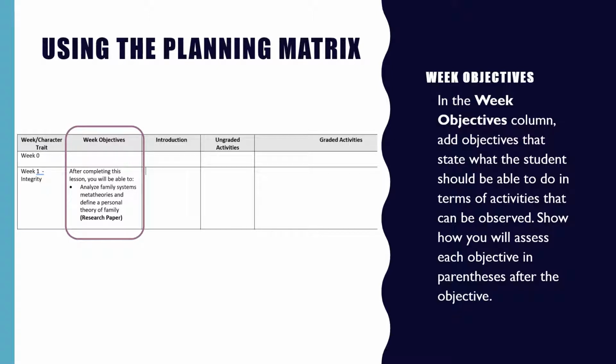In the week objectives column, add objectives that state what the student should be able to do in terms of activities that can be observed. Show how you will assess each objective in parentheses after the objective. For example, after completing this lesson, you will be able to analyze family systems, meta-theories, and define a personal theory of family. And in parentheses, it says research paper.